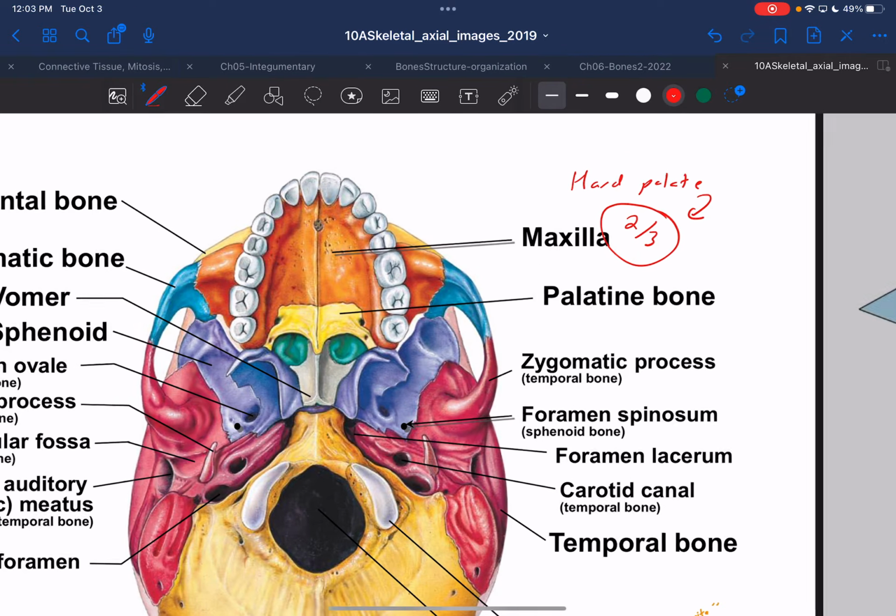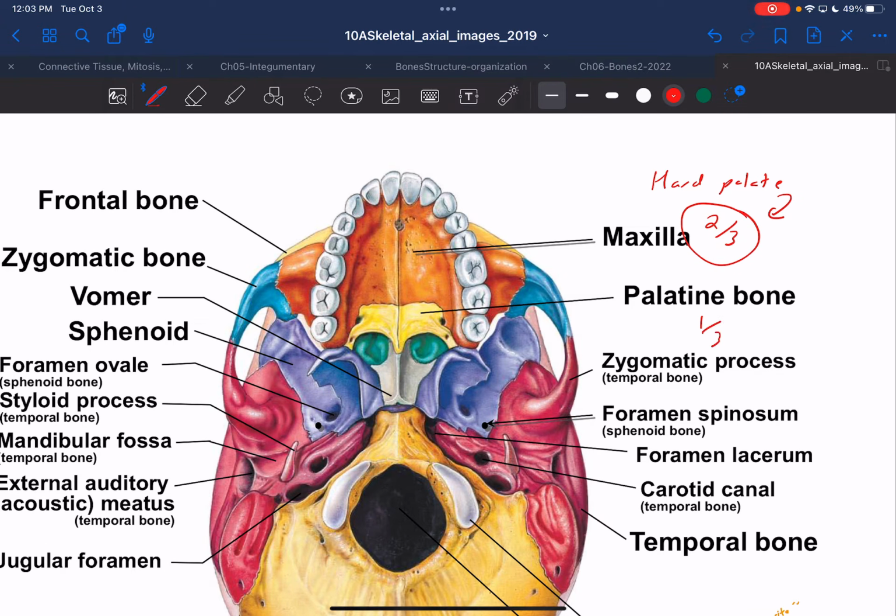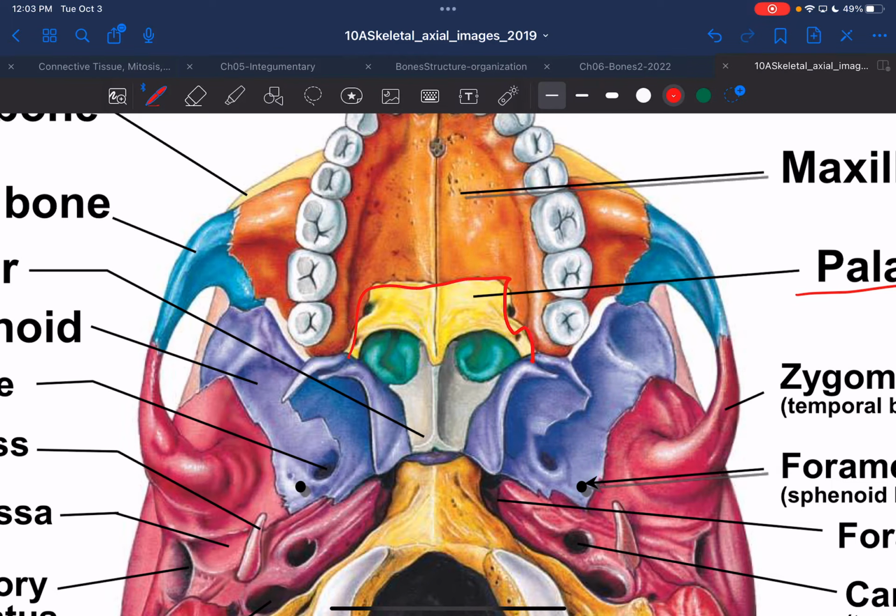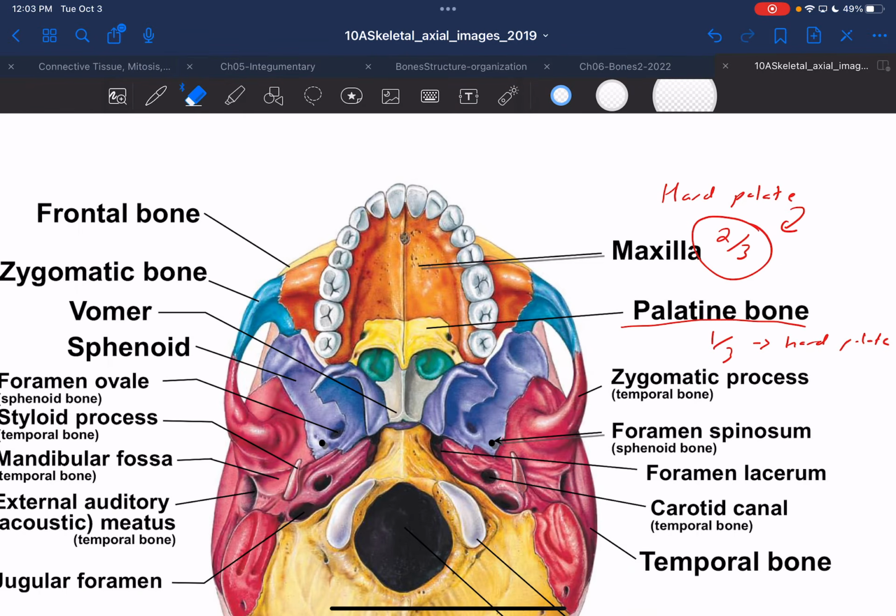2/3. And then the last 1/3 of your hard palate is going to be made by your palatine bone, named after that fact. 1/3. And so that's going to be this last 1/3 here. I know it doesn't look like exactly 1/3, but that's what the literature calls it for the most part. We'll describe it as such. So again, 2/3 and palatine.